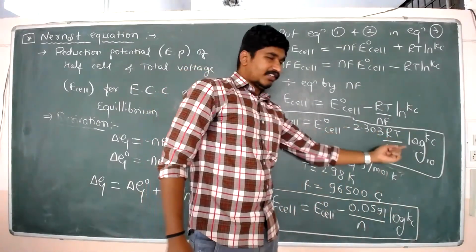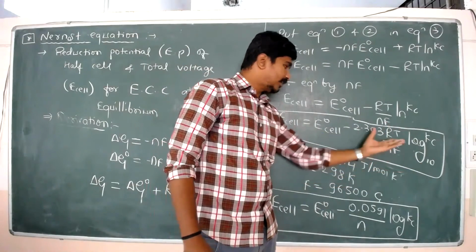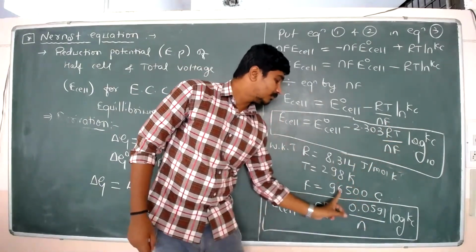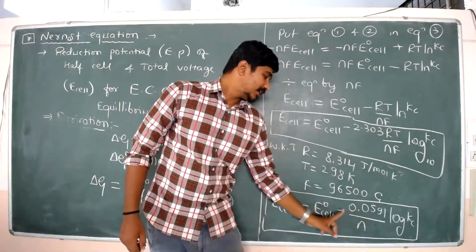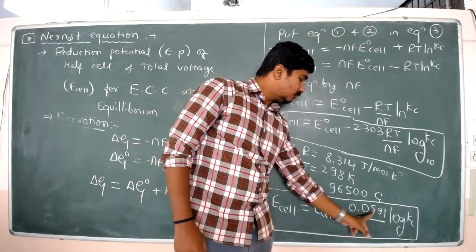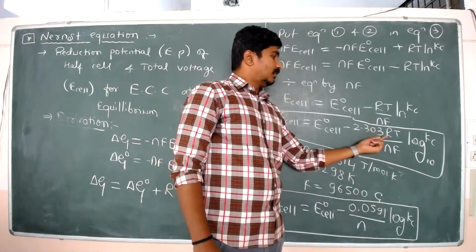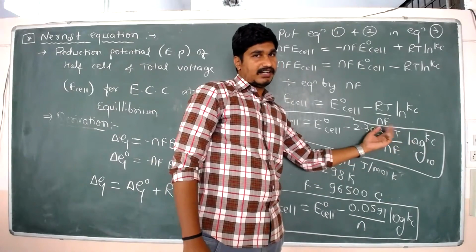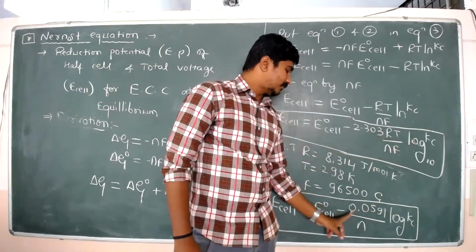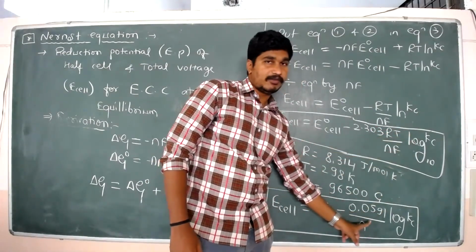Here, constants I have not substituted. Here I put those constant values and simplified. The value is 0.0591. Now here I am writing directly constants R, T, etc. Here I have simplified that one, that is 0.0591 by n.